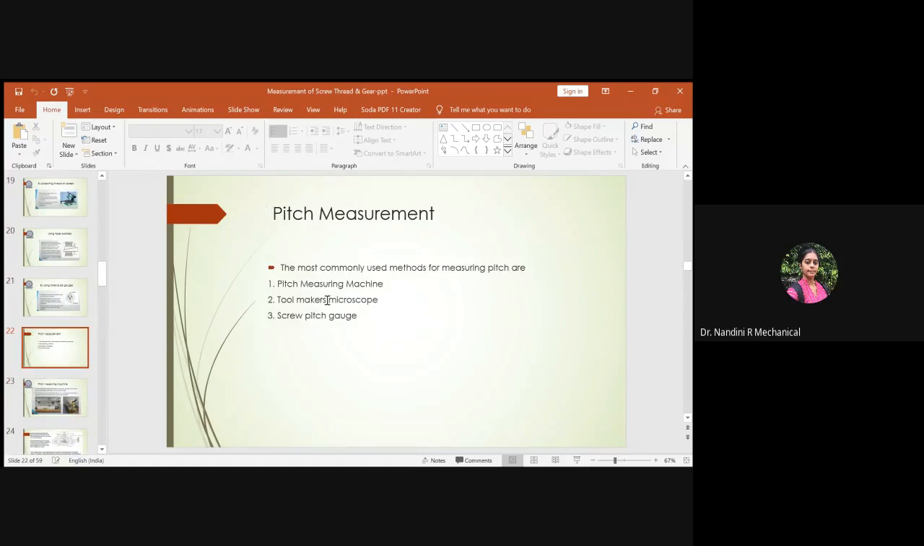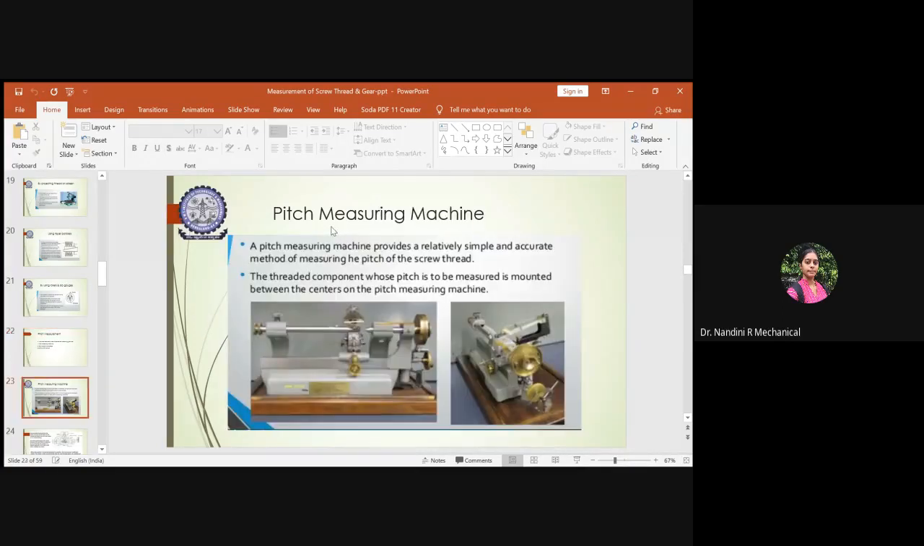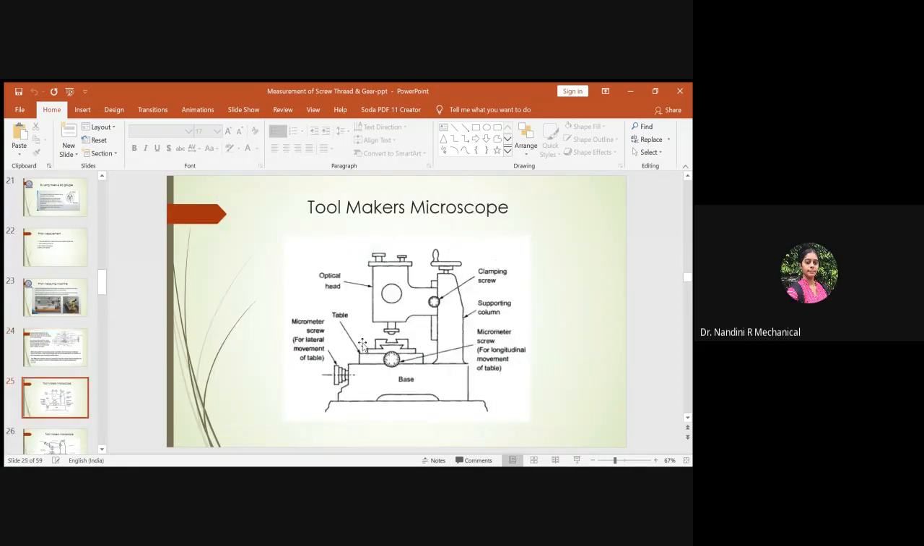And then we came to pitch measurement. For pitch measurement, we came across how to measure it using three types of measuring instruments. One is the pitch measuring machine, the toolmaker's microscope, and the screw pitch gauge. These were the three instruments we can use to measure the pitch. And we also dealt with how these instruments work.